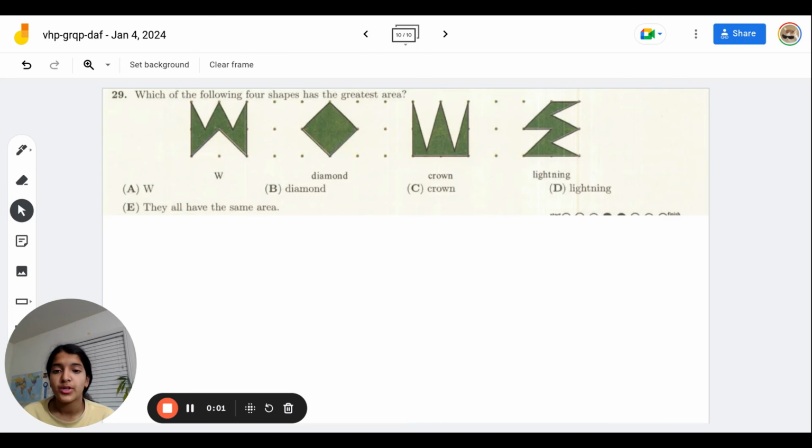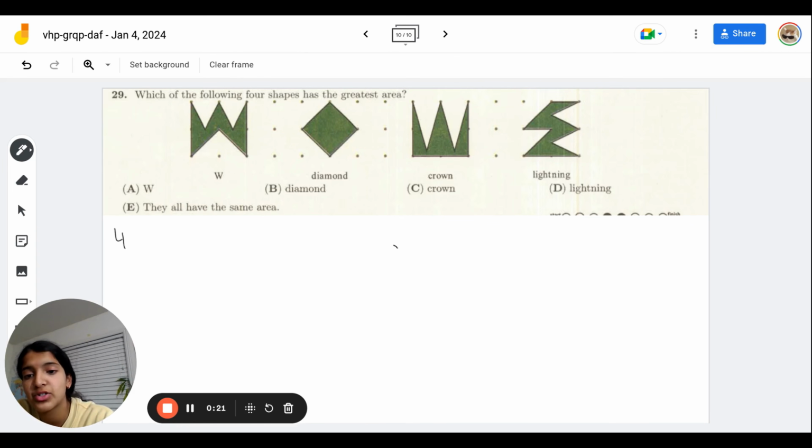Number 29. Which of the following four shapes has the greatest area? So let's figure out the area. They're all part of 2x2 squares, so they all have a base area of 4 before their shape. Let's start with the W. So they have a base area of 4, and then we're going to try to figure out the area of this triangle right here. The base is 2, the height is 1, so 2 times 1 is 2, and then you would divide that by 2 to get the area.